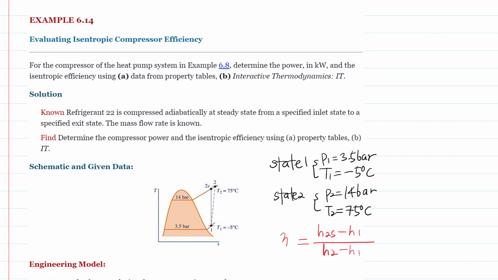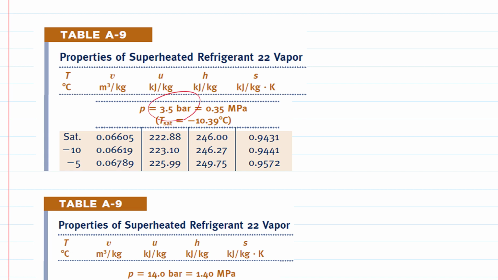At the inlet and exit, we know the pressure and temperature, so we can fix the state. So we can determine h1 and h2. The only unknown is h2s. And we know that at state 2s, s1 equals s2s, and this is the constant pressure line. So we also know the pressure at state 2. So from the entropy and pressure, we can determine h2s.